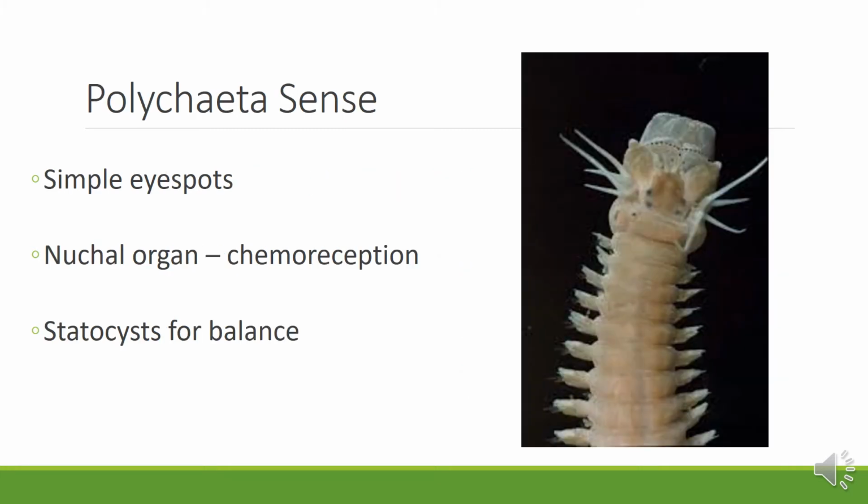The senses for Polychaeta. They have simple eye spots, which you can see up towards the top left and right on this guy here, and also on the back, those little black dots. They have a nuchal organ, which is for chemoreception. Those little tentacles around the mouth are his nuchal organ. And then they also have statocysts for balance, so they can see exactly where they are in the water and know which way their body's pointing.